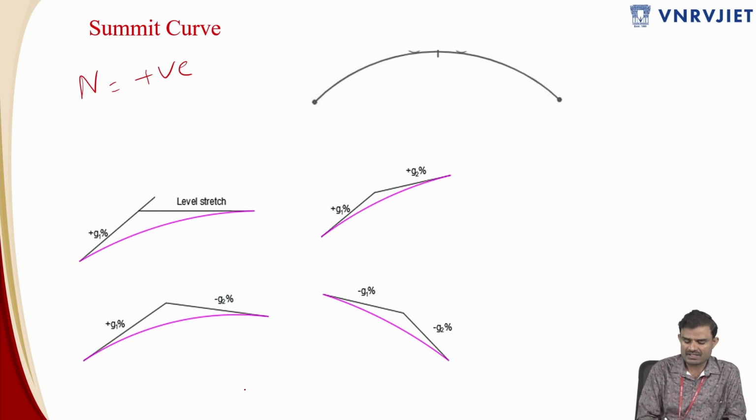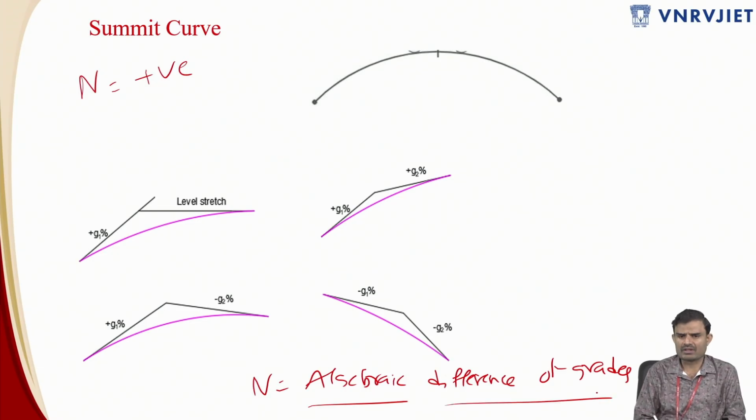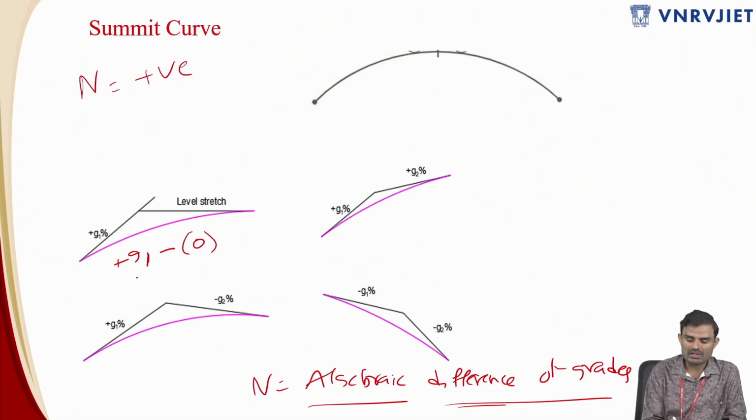The deviation angle definition is N is equal to algebraic difference of grades. So you have to take along with algebraic symbol, and the difference of grades. So the middle should be minus. So there is an algebraic difference: this is plus G1, and the symbol in the middle is minus, followed by a level stretch. So you are having 0. So the ultimate value finally you are going to have is G1, that is nothing but a positive value over here. And this is again a positive value.